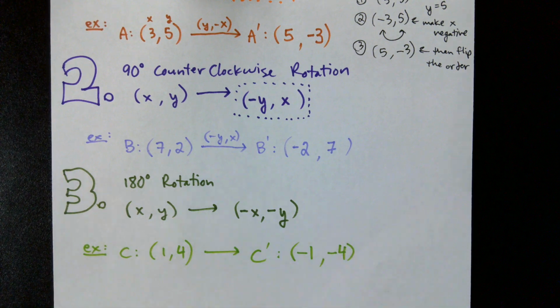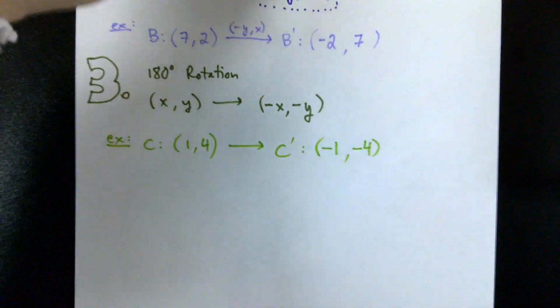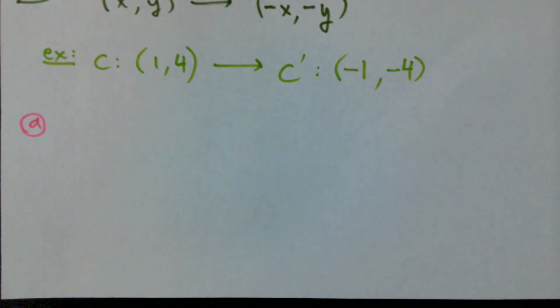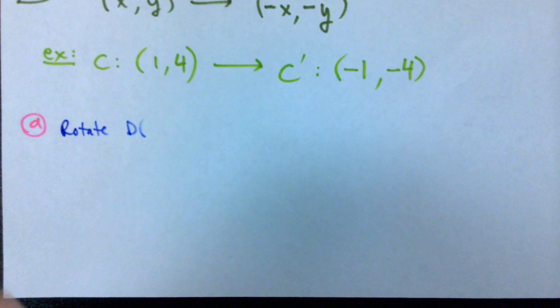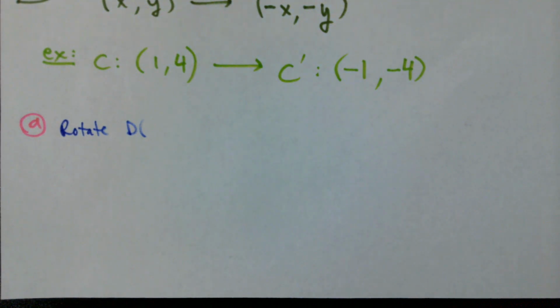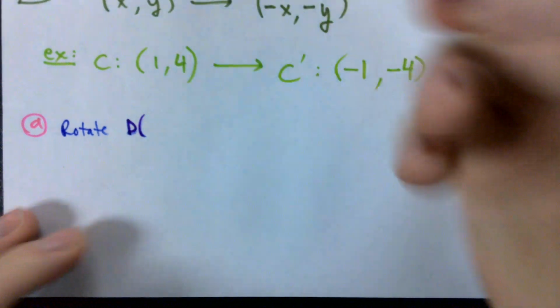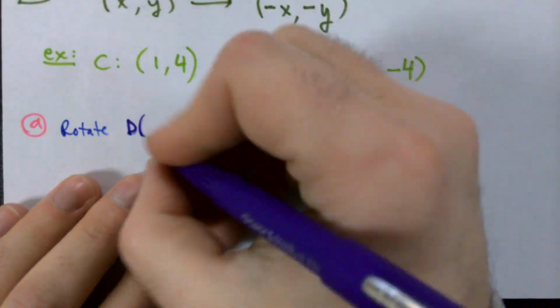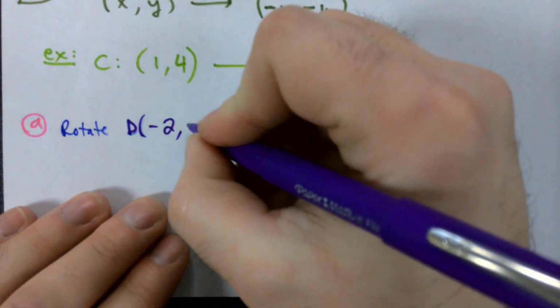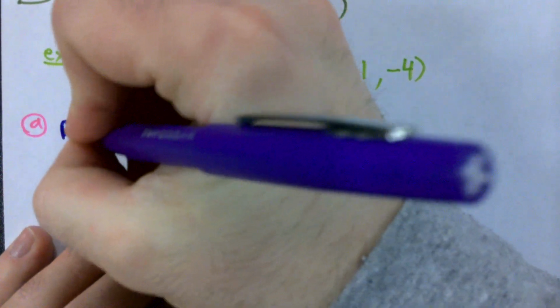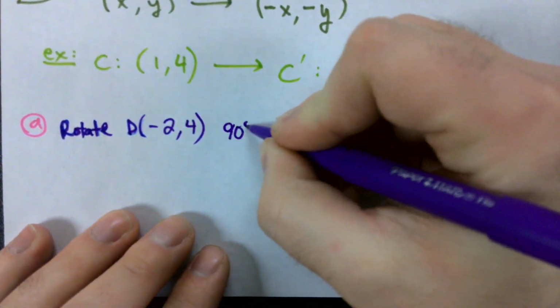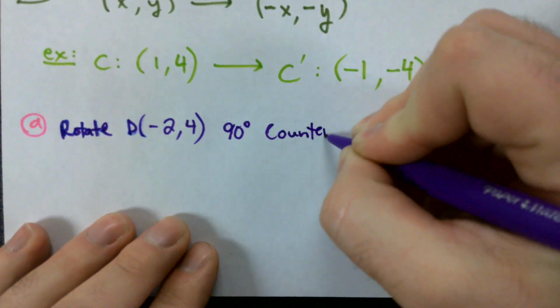Let's see. Do I want to do an example? I want you guys to try one on your own before we get to the work here. Let's do example A, and we'll say we want to rotate point D. This pen is dead. Let's say we want to rotate point D, which is at negative 2 comma 4. And we want to rotate it 90 degrees counterclockwise.